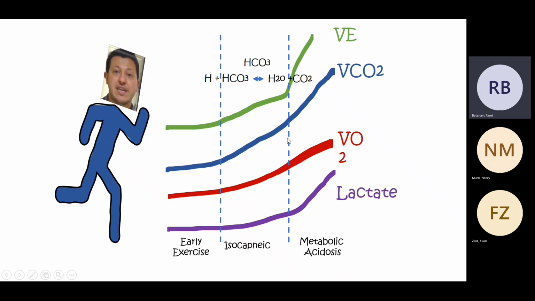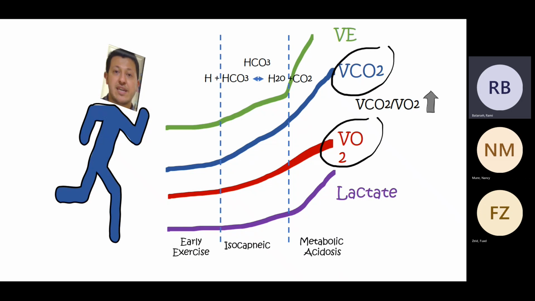So if I do a ratio in here at rest, my VCO2 to VO2 ratio will be around 0.8. That's at rest. As I go higher and higher in my exercise, that ratio should increase. Why is that? Because the VCO2 is increasing. So if I take the ratio of the VCO2 and VO2, which we call the RER, the respiratory exchange ratio, that will increase. Is that right? From rest, it was 0.8, and that will start increasing.